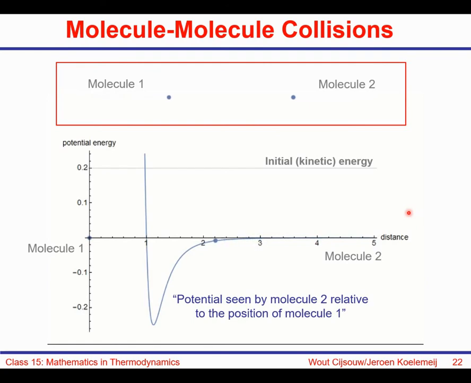So here they approach, they accelerate, they bounce, they decelerate, and they separate again. So here you see sort of the effect of this Lennard-Jones potential on the collision.